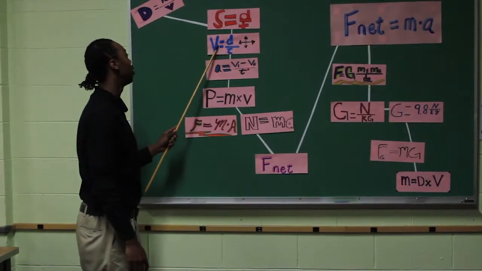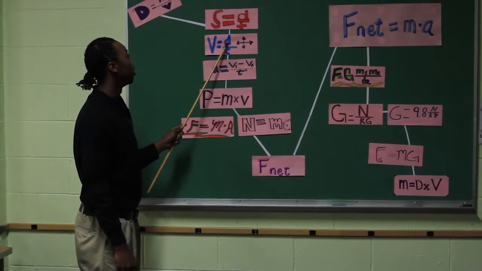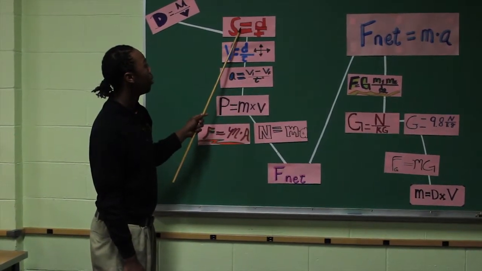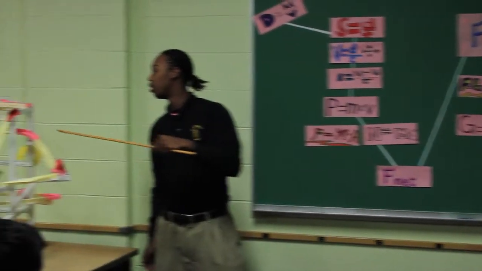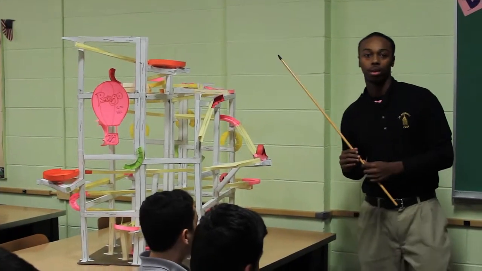This is V equals D over T. Velocity equals distance over time. It's almost the same as this, but it's speed and direction. As you see right here, this has a lot of direction as it's shown around the roller coaster. I'd like to pass this to Eric.